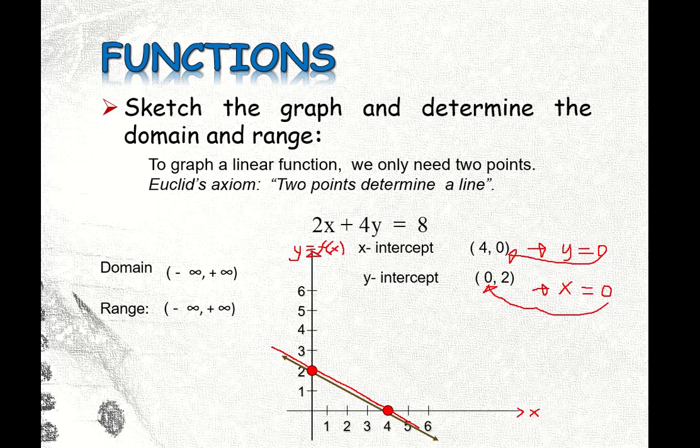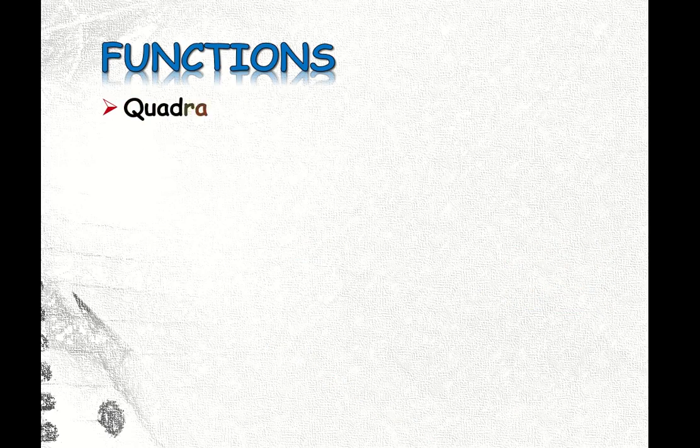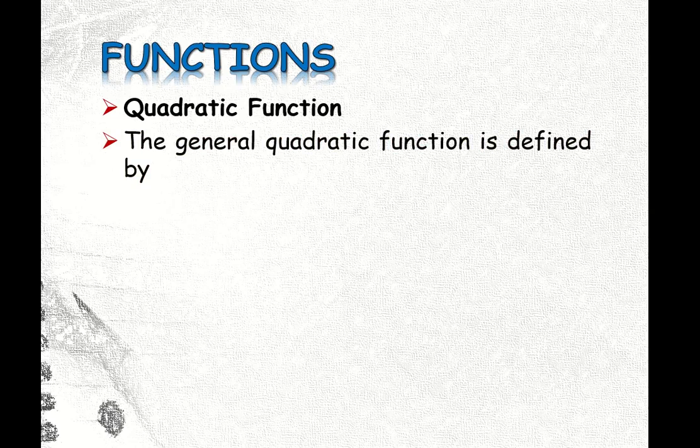Okay, so I hope this is clear with you, class, and I hope you have recalled already how these functions work. And next is the quadratic function. So what is this quadratic function? The general quadratic function is defined by this expression: f of x equal to ax squared plus bx plus c.